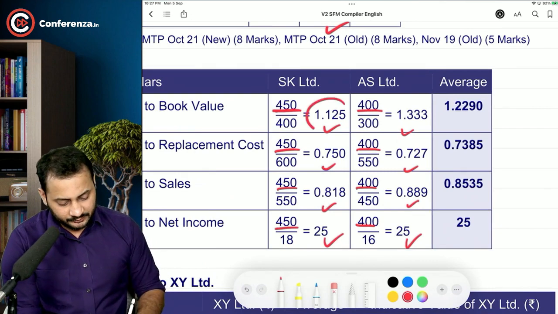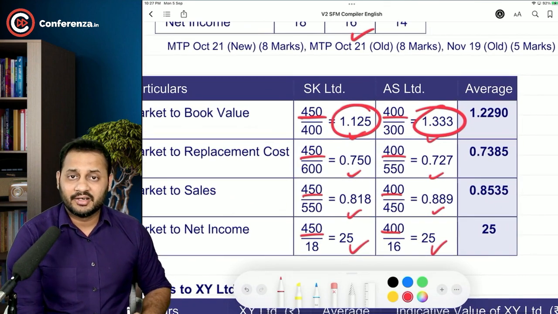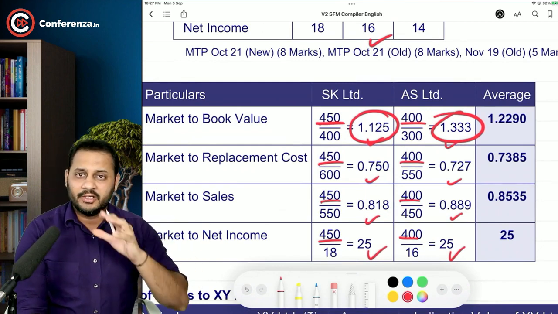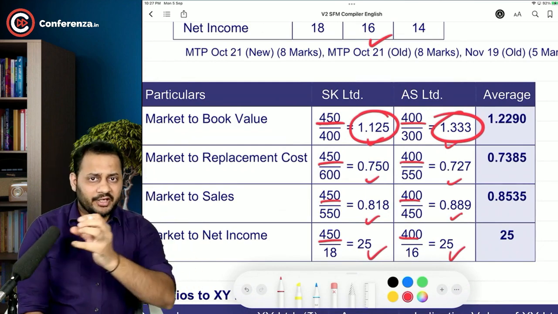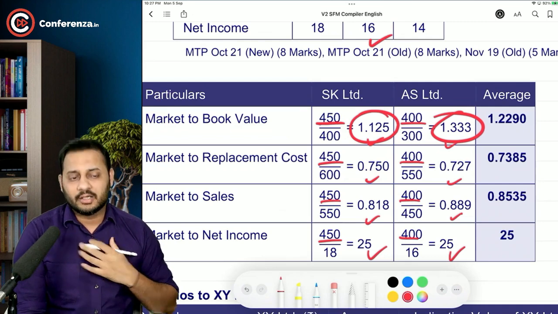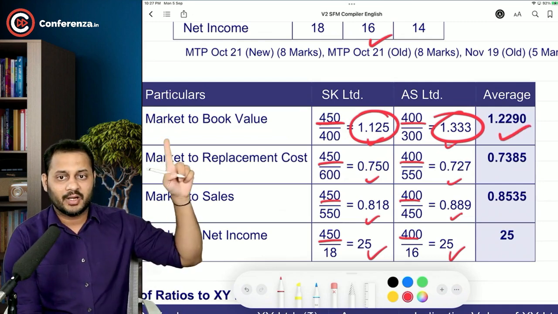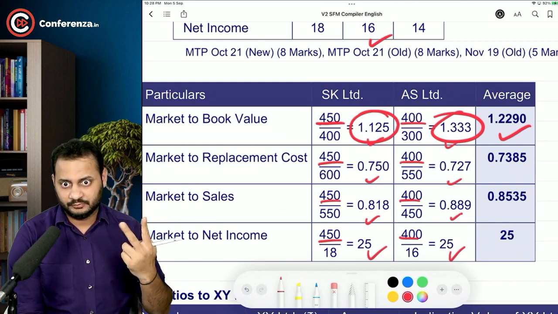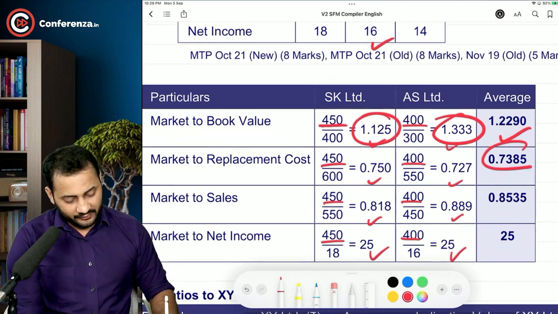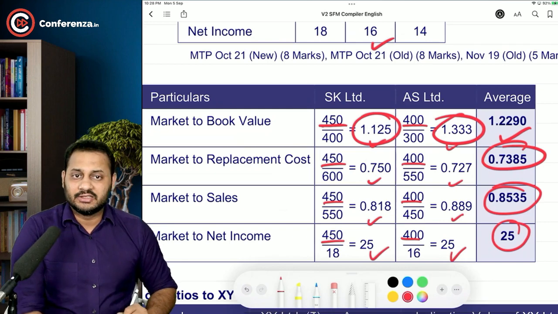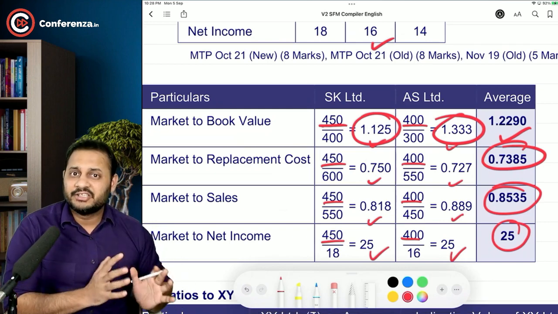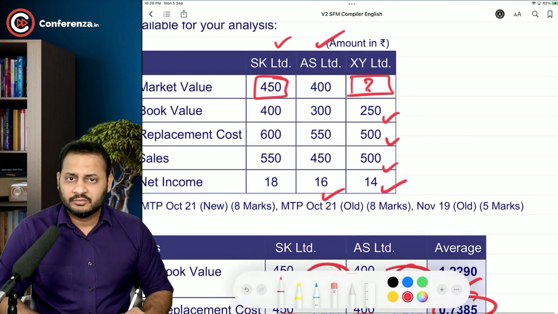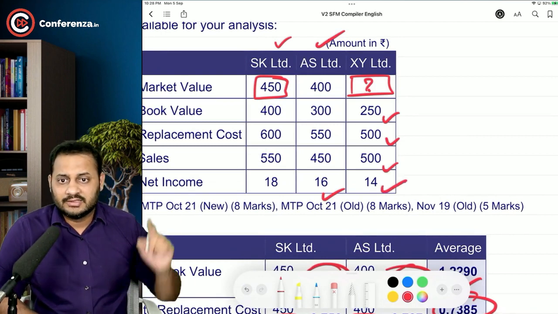Now what you did is, these two are the ratios of market to book value of the two companies. So what we did is, we calculated the average of both and applied it to our company. So this is the average ratio of market to book value calculated from the two companies. Market to replacement cost, average is this, and average is this. Now we used these average ratios on these values. Simple. These are the book values.